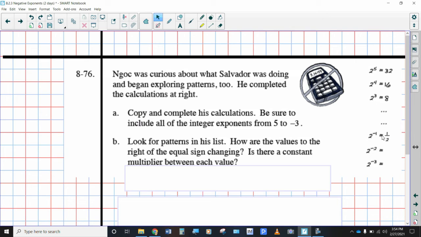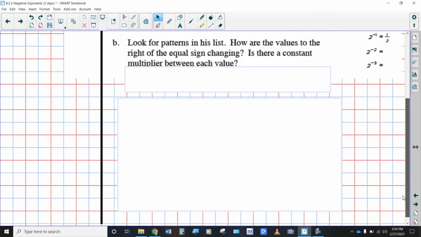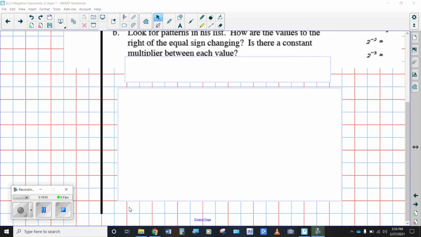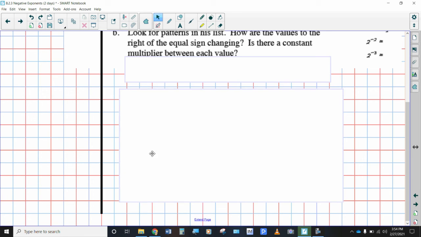Notice how they told you that 2 to the negative first is equal to 1/2. Go ahead and continue with this process all the way down to 2 to the negative 5th. Unpause when you're ready to see the answers. All right, let's see how you did.